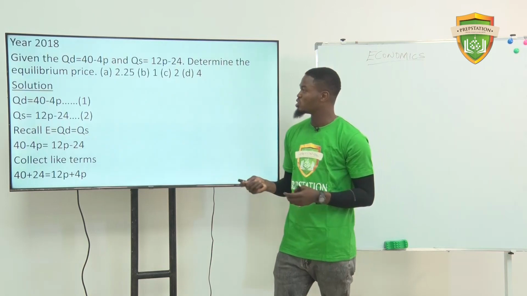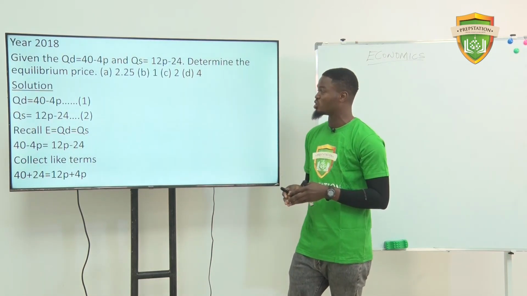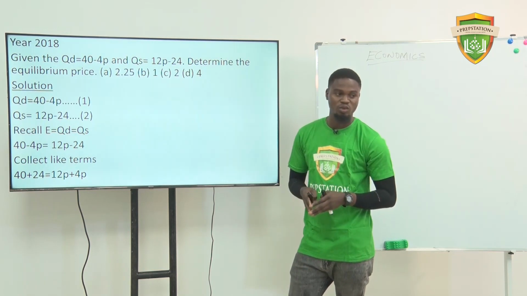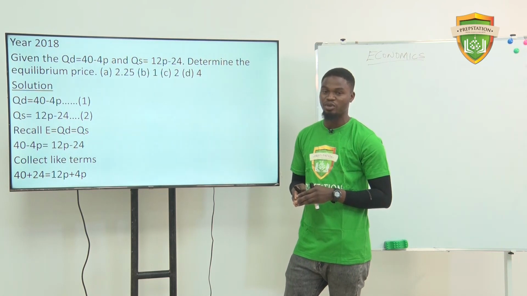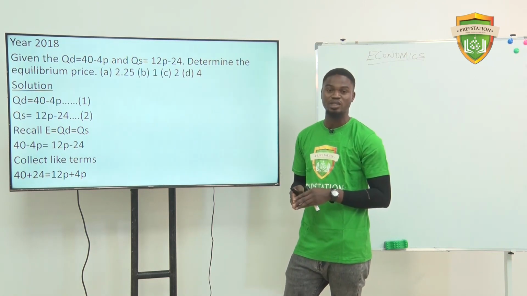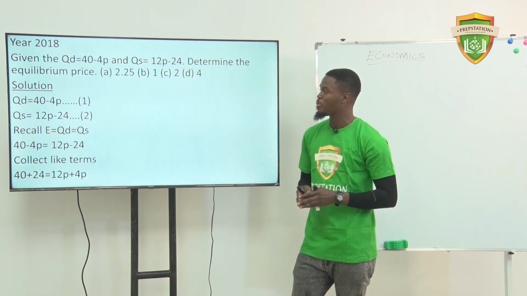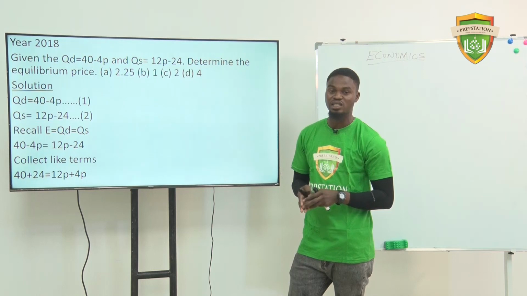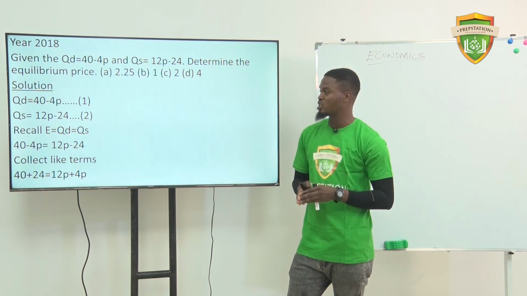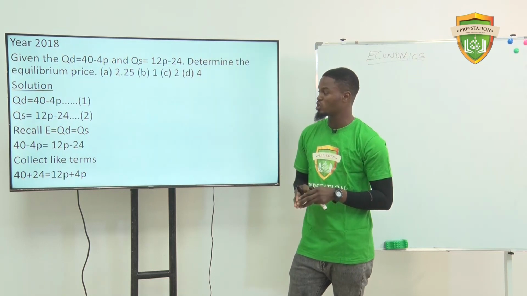So we go to the next question. Year 2018, we are given two equations, the quantity demanded equation and the quantity supplied equation. And we are asked to determine the equilibrium price. The previous one asked us to determine the equilibrium quantity. So now we have to go through the same procedure we used previously, that is equating the functions. So you have equilibrium equals quantity demanded equals quantity supplied.